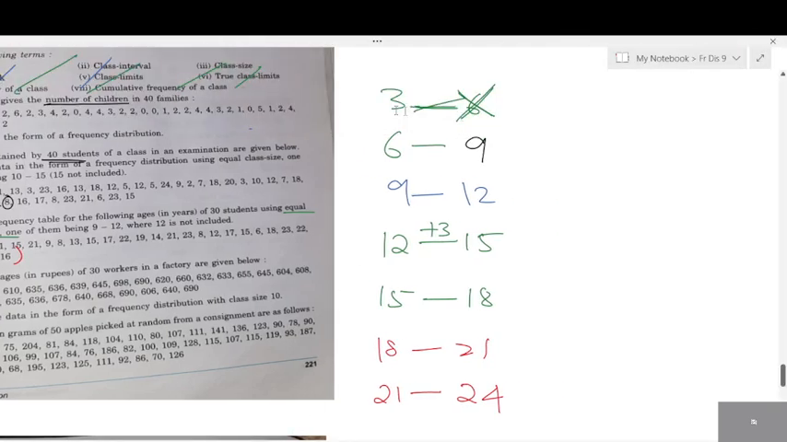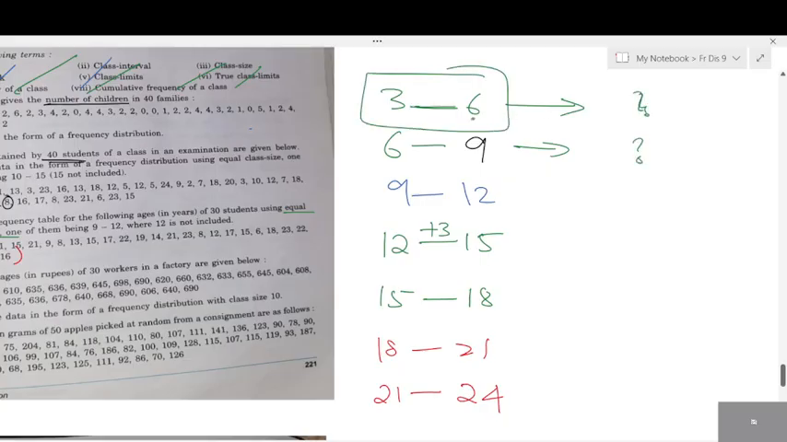Now, I have taken 3 and 6 students. Now tell me, where will you consider the number 6? In the first column or second column? First column. Who told first column? Somebody told first column. Why first column? What is the rule?